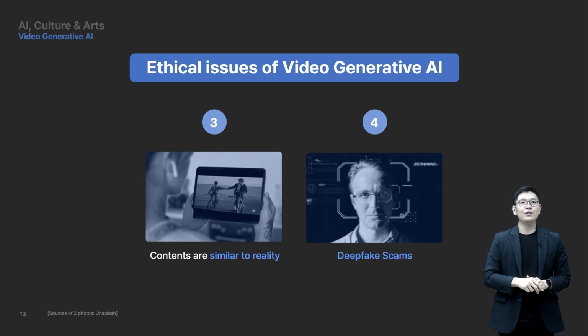Thirdly, users can be deceived by content that closely resembles reality. Lastly, scams related to deepfakes are emerging as significant ethical problems. Deepfakes are used in crime, causing a lot of confusion.